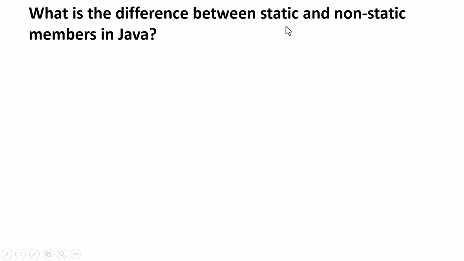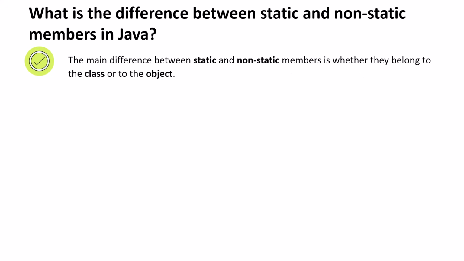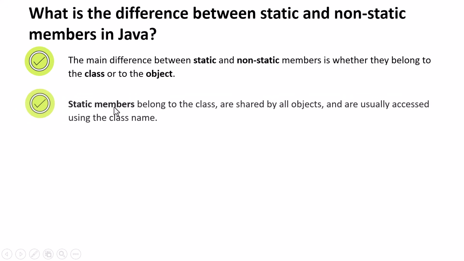Next question. What is the difference between static and non-static members in Java? This is a very common beginner interview question because Java classes often contain both static and non-static members. The easiest way to explain the difference is by checking whether the member belongs to the class or to the object. Static members belong to the class itself. They are shared by all objects created when the class is loaded and are usually accessed using the class name.